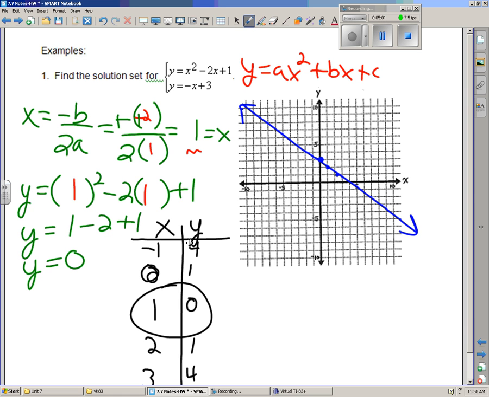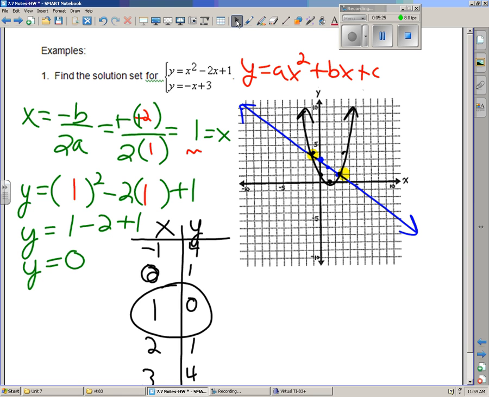Okay, try this again. So negative 1 comma 4 is here, and then 0 comma 1 is here, 1 comma 0, 2 comma 1, and 3 comma 4. And then here is your parabola. Well, there are 2 points of intersection, and you should be able to see them pretty clearly. They're right here, and they're right here. We've got to find those ordered pairs.